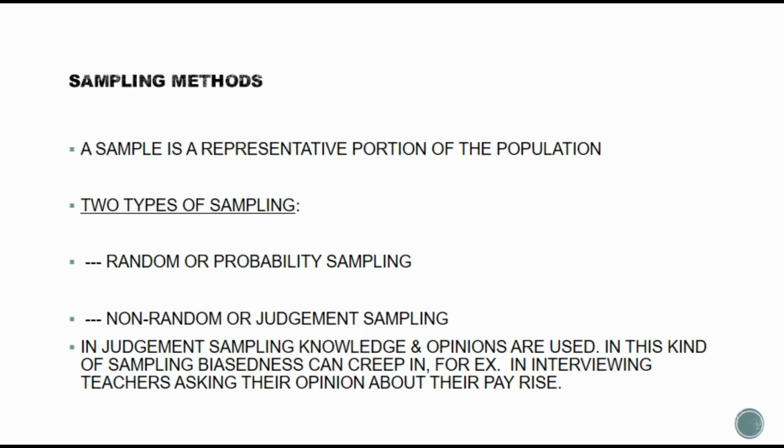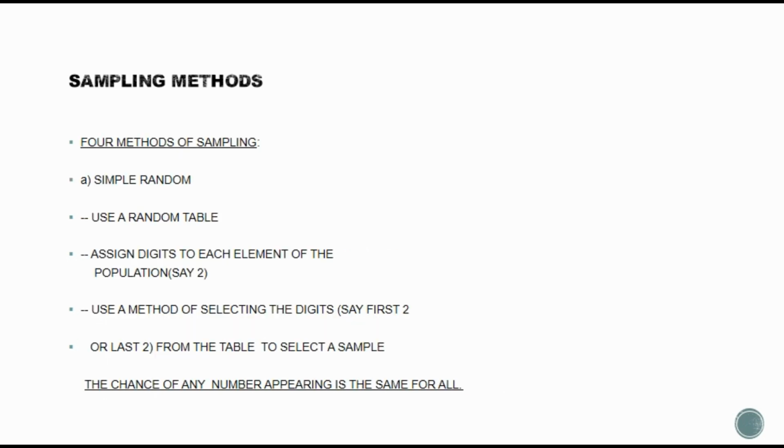There are 2 types of sampling: random or probability sampling, and non-random or judgment sampling. In judgment sampling, knowledge and opinion are used. In this kind of sampling, bias can creep in. For example, interviewing teachers to ask their opinion about their pay rise.